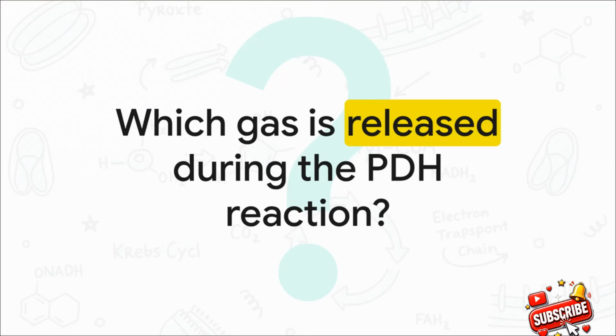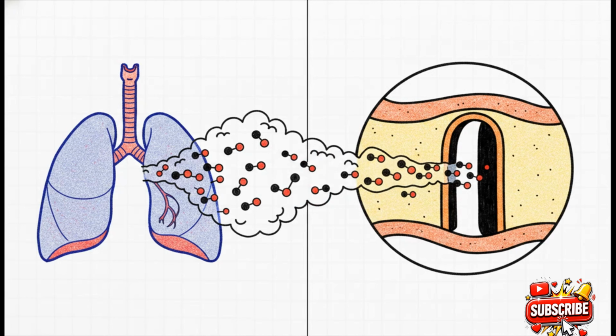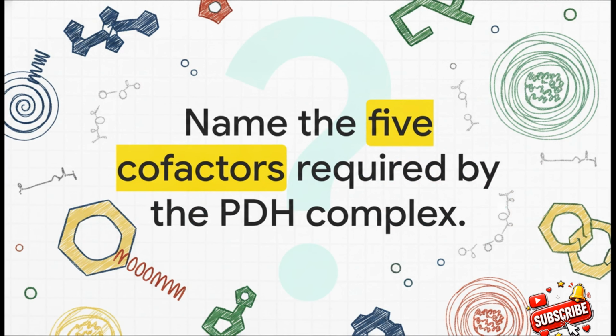Next question. Which gas is released as a byproduct of the PDH reaction? Picture the chemical mechanism we studied with the inputs and outputs. What gets snapped off and just floats away? Yep, carbon dioxide. And this is so cool because it brilliantly illustrates exactly why you breathe out CO2 every single day. It is happening right down here at this specific metabolic gateway. Last recall question.